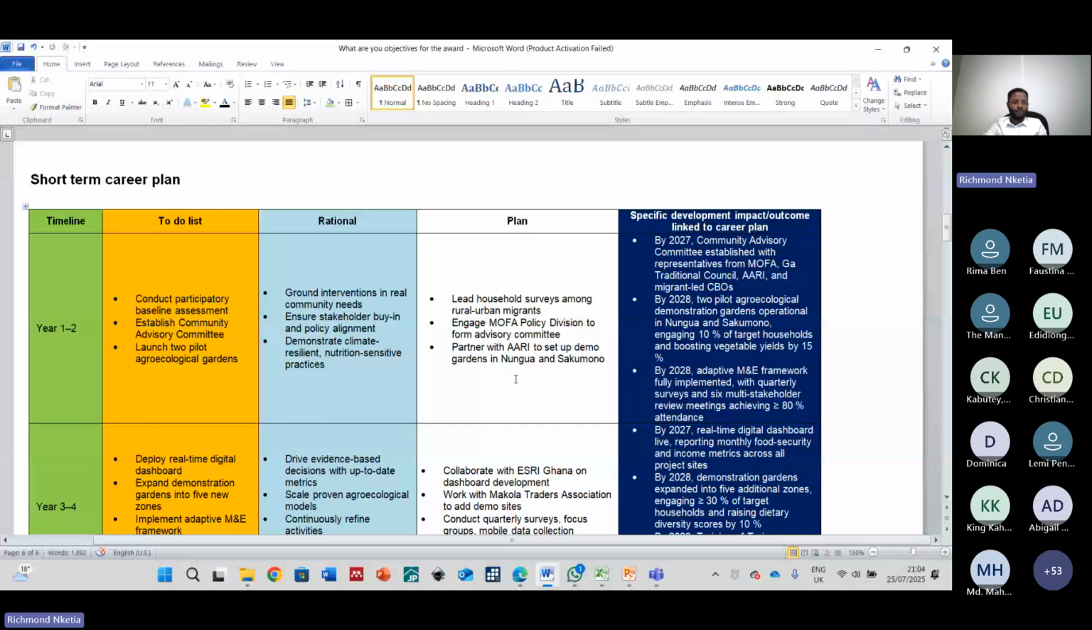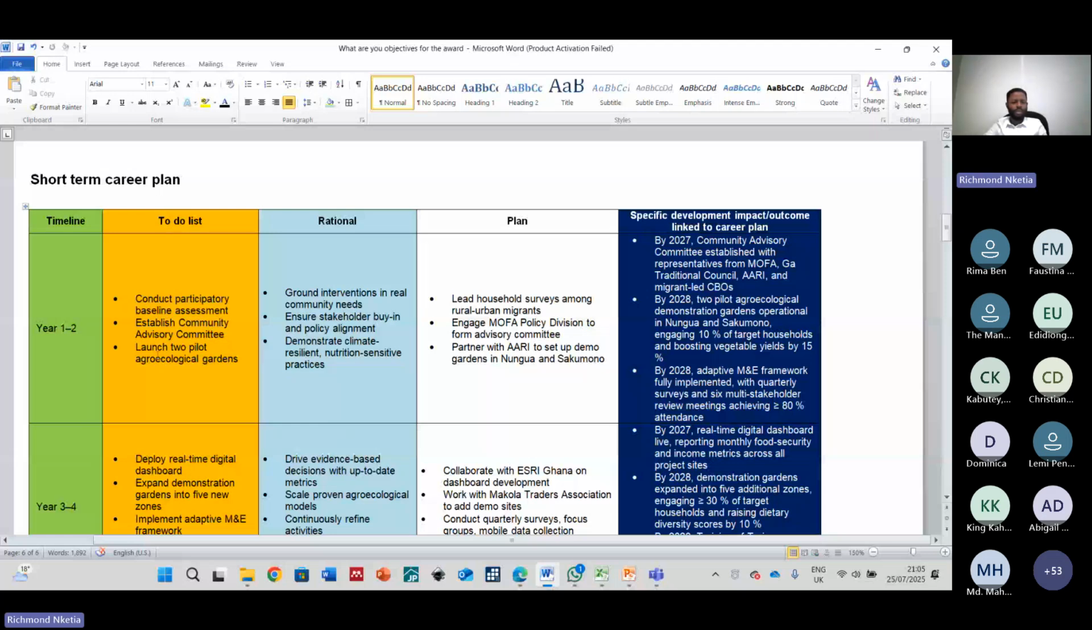Yes. So first 1 to 2 years, it's 5 years. First 1 to 2 years. What am I going to do? I'm going to conduct participatory baseline assessment. I'm going to establish community advisory committee. I'm going to launch 2 pilot agroecological gardens.